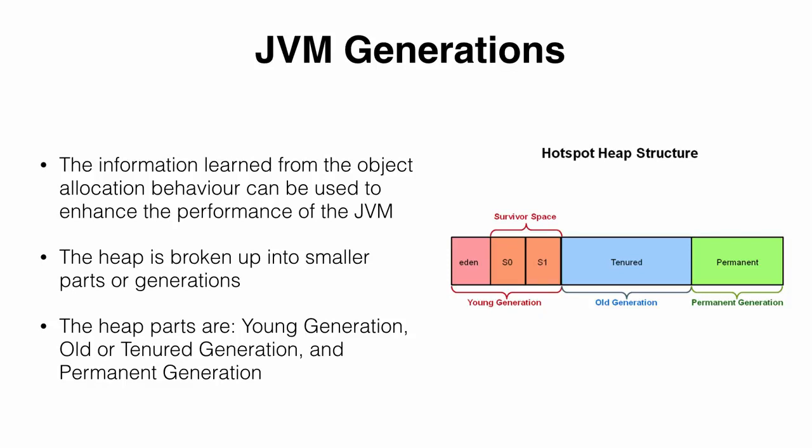At the start of the video, I spoke about JVM generations and how the HotSpot heap structure works. You can see here we have the young generation, old generation, and permanent generation. We have the Eden, then S0, then S1. We have the survivor space, which is within the young generation, and obviously we have the old generation and the permanent generation, where the classes are stored. So the heap is broken up into smaller parts or generations, which is useful for storing objects based on how long they're going to be living. It enhances the performance of the JVM itself.